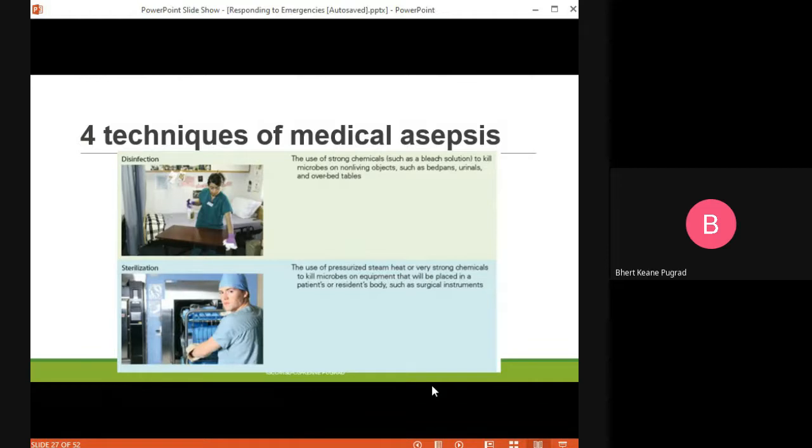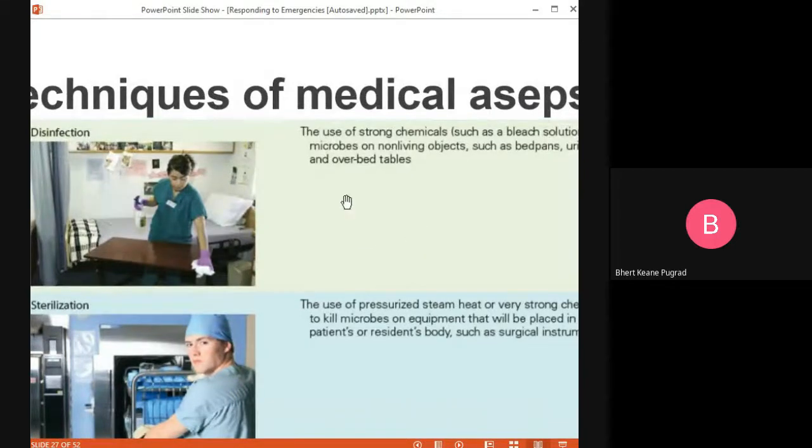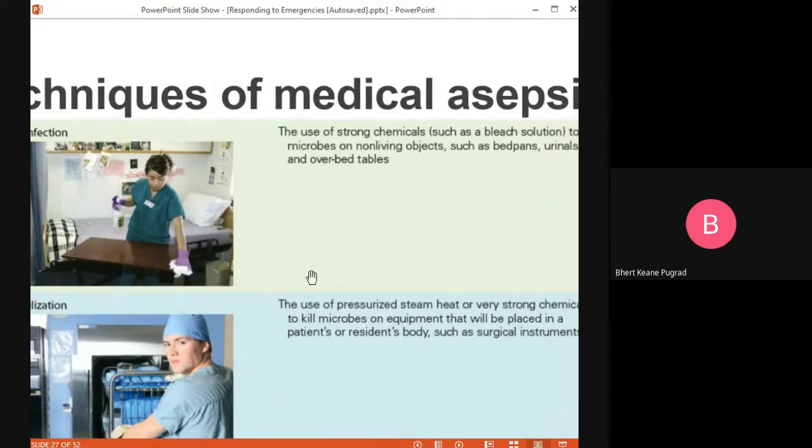Okay? By the way, on your disinfection, kapag gumagamit tayo ng mga chlorine, no? Gumagamit tayo ng Zonrox, okay? The famous is Zonrox, okay, or your sodium hypochlorite or a bleach solution. You should always follow the procedure that can be found in the label of those disinfecting agents.